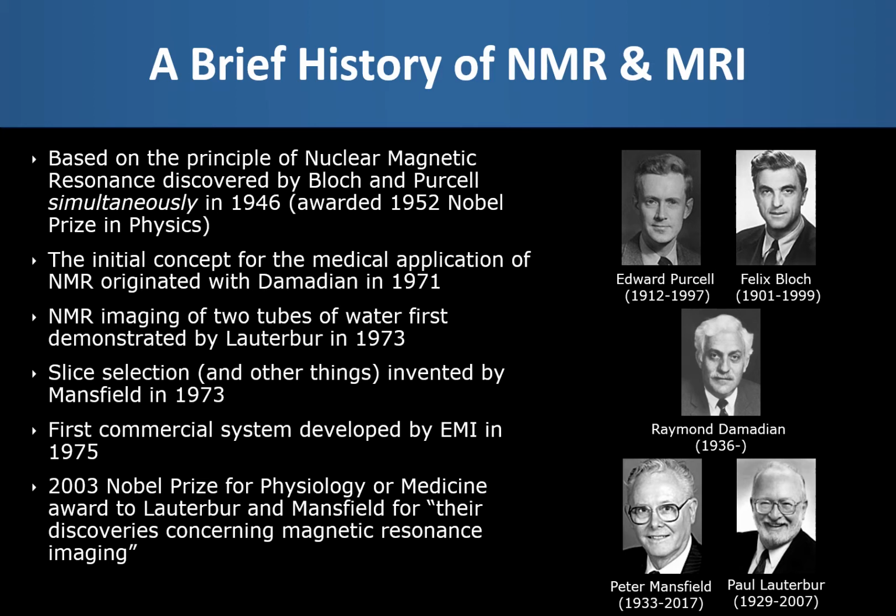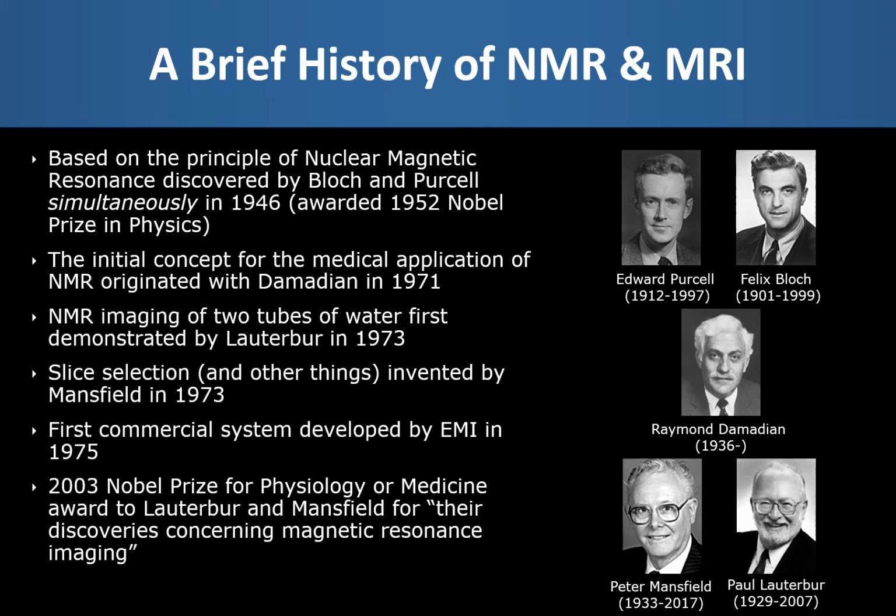The initial concept for the medical application of NMR originated with Raymond Damadian in 1971, and he and his colleagues at the State University of New York, who were starved of mainstream research funding, even went so far as to design and build their own superconducting magnet operating in their Brooklyn laboratory, and the first human body NMR image is attributed to them. NMR imaging of two tubes of water was first demonstrated by Paul Lauterbur in 1973.